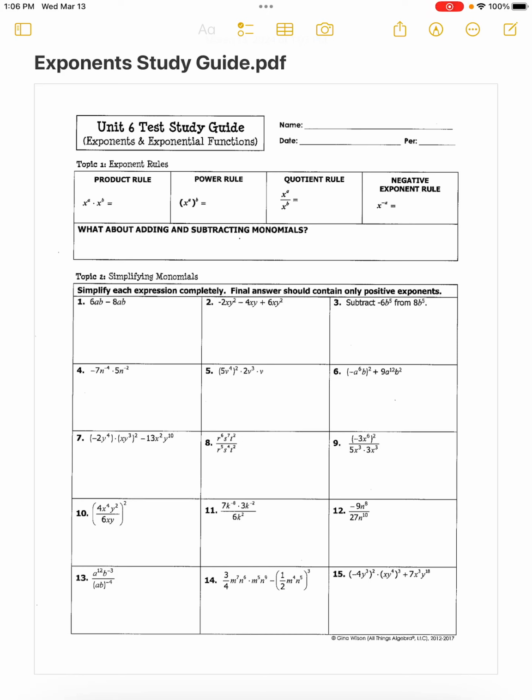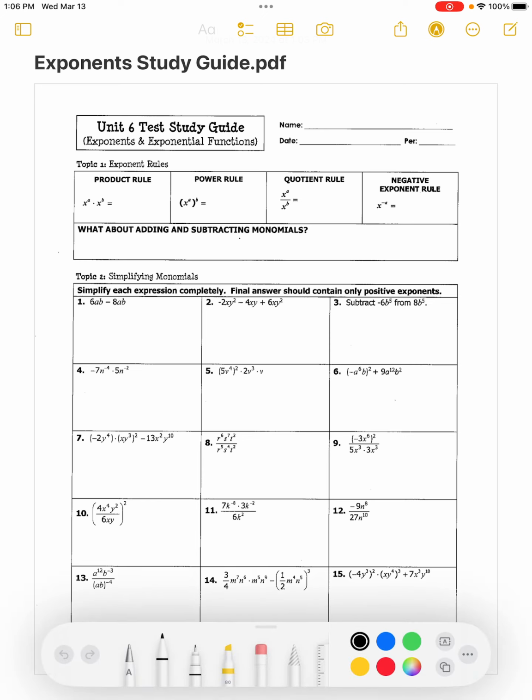I'm sorry I'm not in class today, but I thought it would be helpful for me to go through the study guide in case you are needing some extra support. So the first thing in the study guide, we have all of the different rules, so let's go over it.